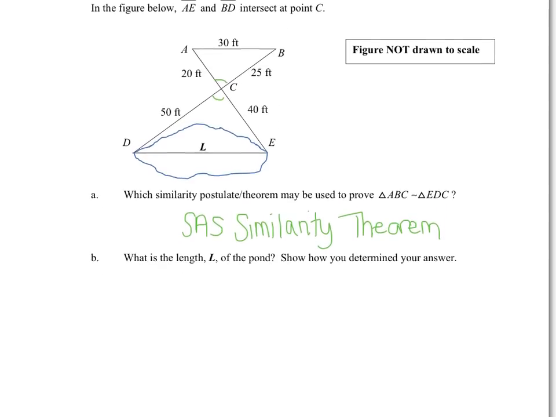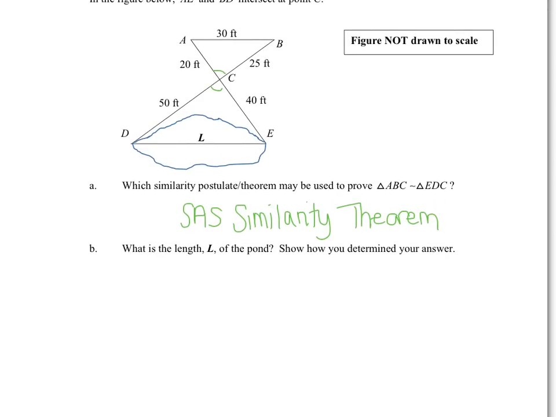So what is the length of the pond? Show how you determined your answer. Well, I know that the sides are proportional, so I can pick either side. I'm going to pick 50 feet, and I'll compare it to its corresponding side of 25 feet. And then we'll compare that to L, because these are of the same triangle. So L over 30 feet, which is its corresponding side.